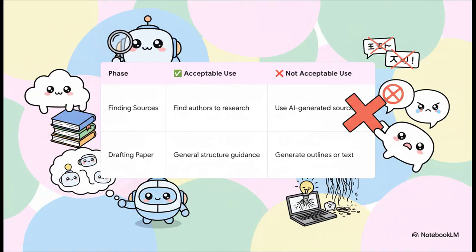So what do you tell your students about AI? Well, the line is pretty bright. Using it as a tool to brainstorm ideas or find authors to look up, that can be okay. But using it to write summaries, generate outlines, or draft any part of their actual paper, that is absolutely not okay. You have to be crystal clear with them on this.